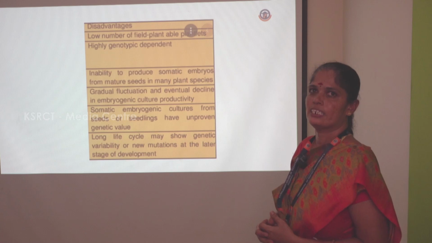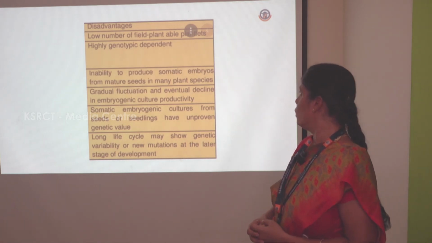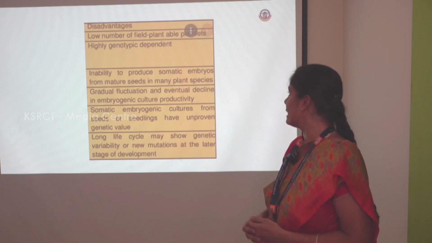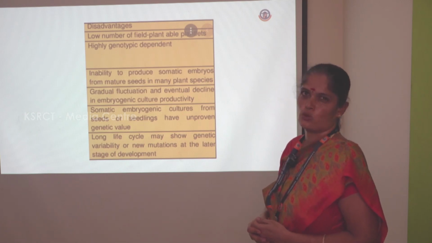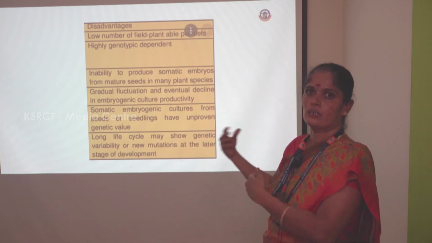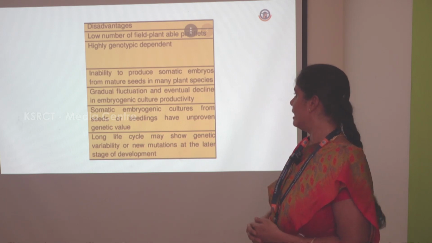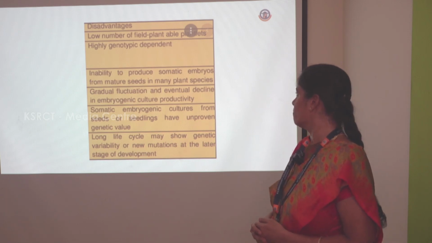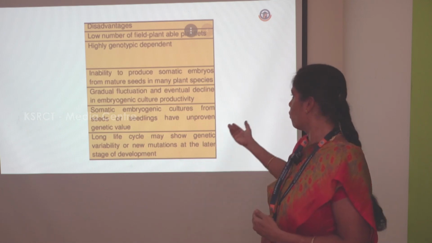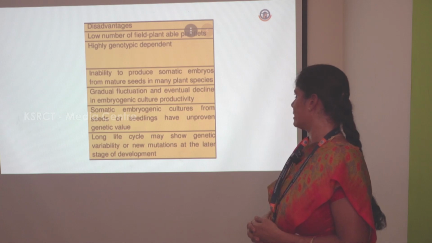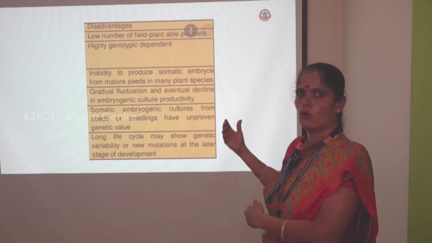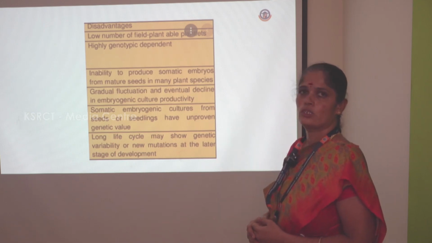Regarding the disadvantages of somatic embryogenesis, a low number of field plantlets and highly genotype dependent plants are produced. This is considered to be one of the main disadvantages of why we are not going for somatic embryogenesis, along with the inability to produce somatic embryos from mature seeds. In many plant species, we can't isolate mature somatic embryos. So this is considered to be one of the major disadvantages of this process.